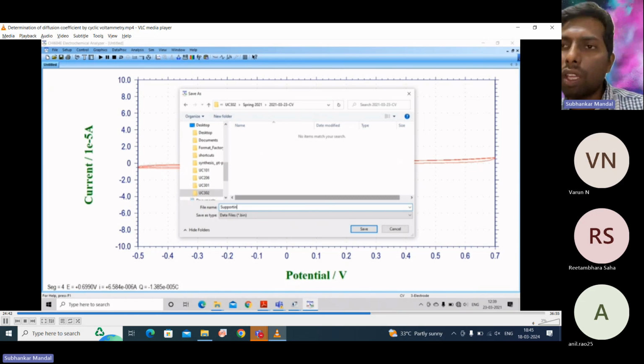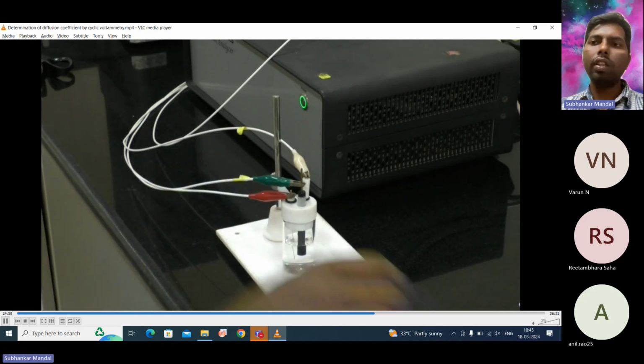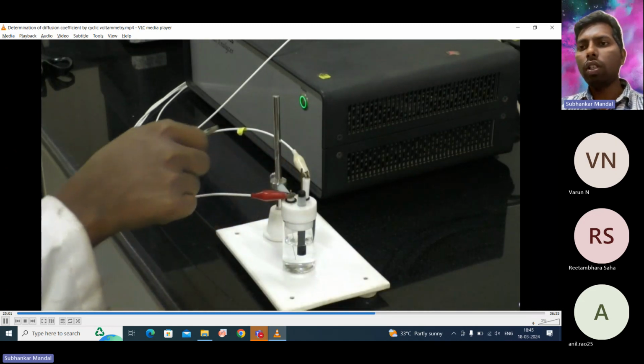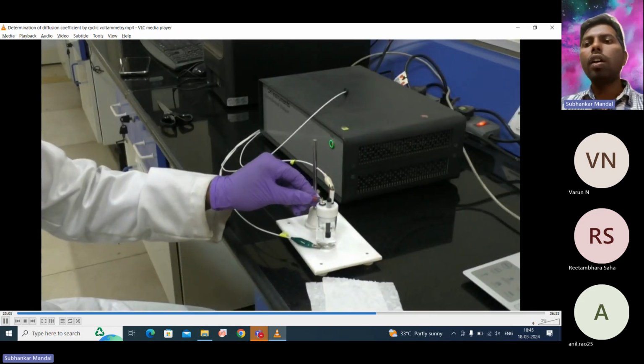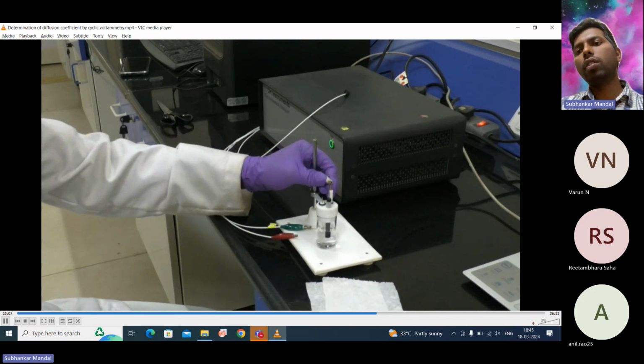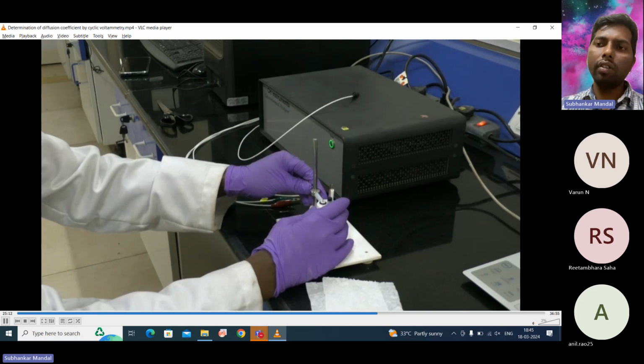Now you can save this data on your computer. Here I am writing supporting electrolyte, so that when you plot the data, there is some software like Kaleidagraph or Origin. These are all plotting software, so you can plot that. So again, this is the working electrochemical cell. Now you can remove all the leads, and then you can change the electrolyte.